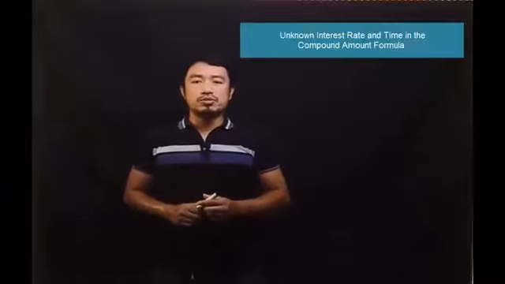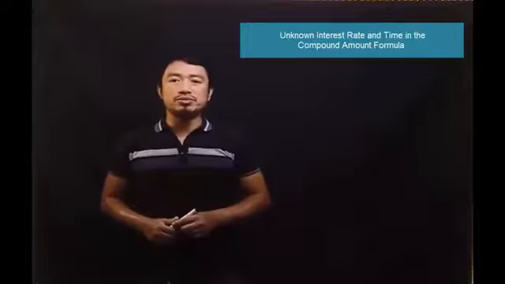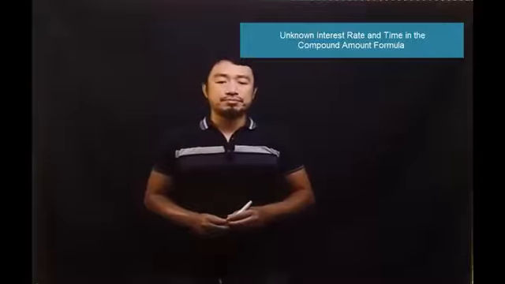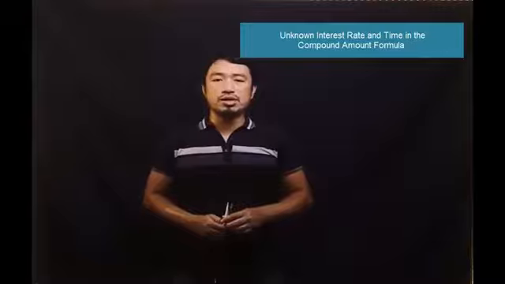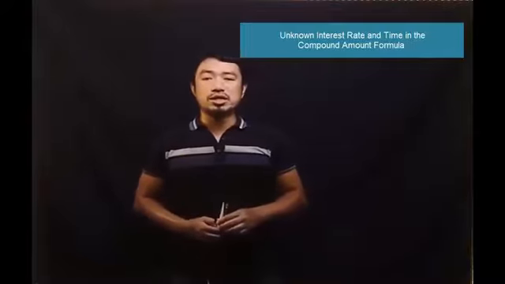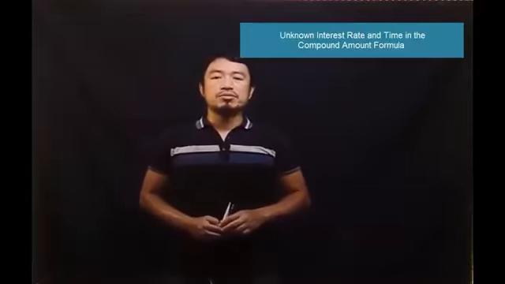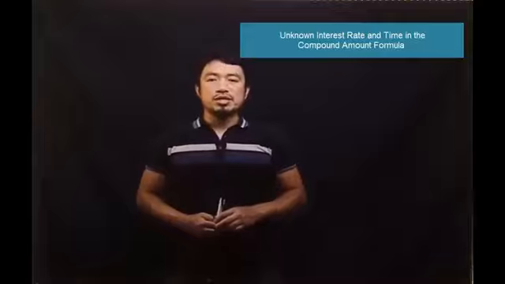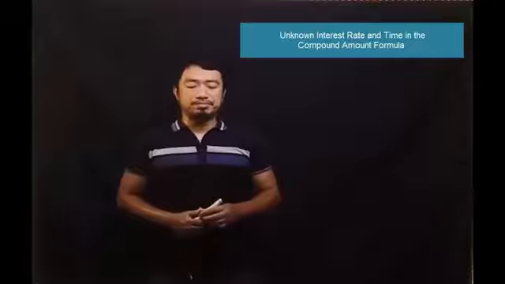The usual problem that we solve under the compound amount formula is finding the present value and the future value of any loan or any investment. In this video, I'm going to show you how to derive the formula for I, which is the interest rate per compounding period, and N, which is the number of compounding periods. And also, we're going to solve some problems relating to these two other parts of the compound amount formula.